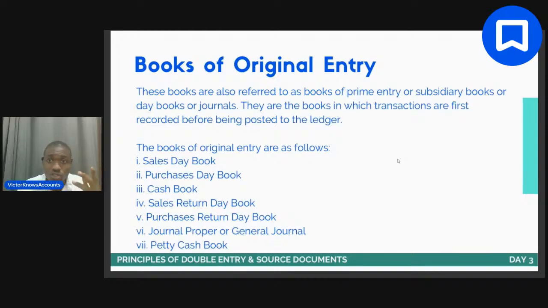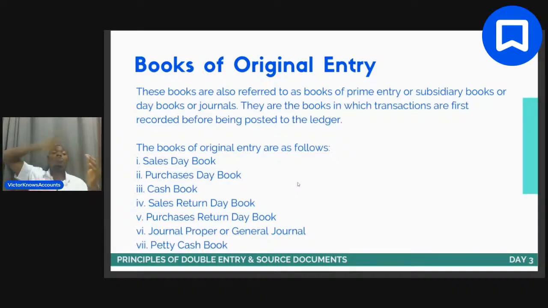Then the next one is the cash book. Originally, I do not have to say much on the cash book because you know what a cash book is. But just as the name implies, it means the book of original entry where cash payments and receipts are recorded. So whenever a transaction happens in cash or whenever there is movement of cash, it has to show where?